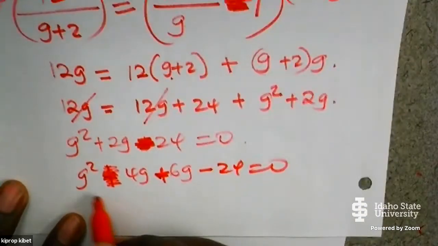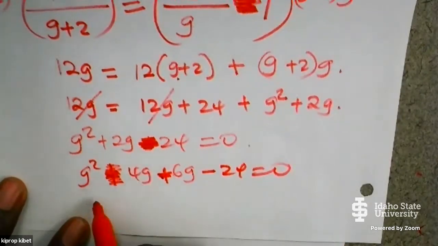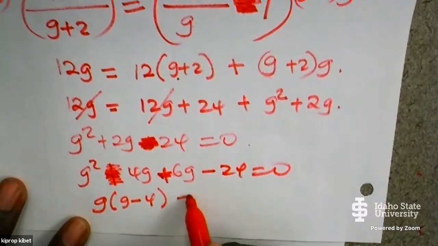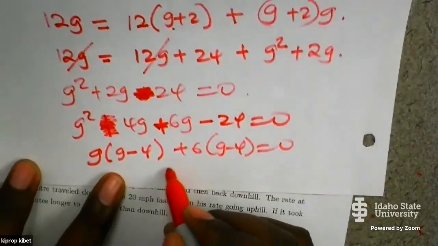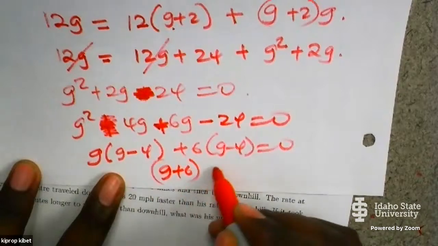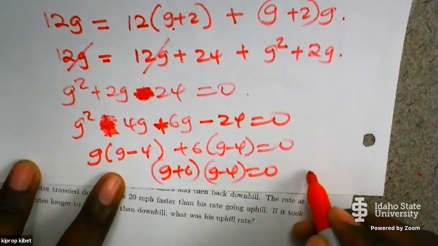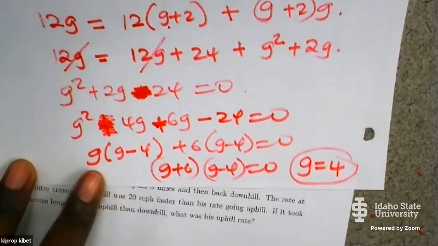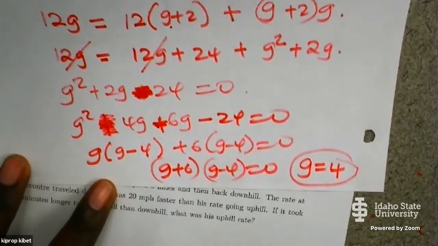So you group this one: G(G minus 4) plus 6(G minus 4) equals 0. So using the zero product property, (G plus 6)(G minus 4) equals 0. Zero product property, you get G equals to what? 4. So you take the positive. So G equals 4.